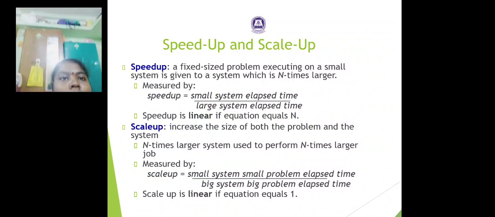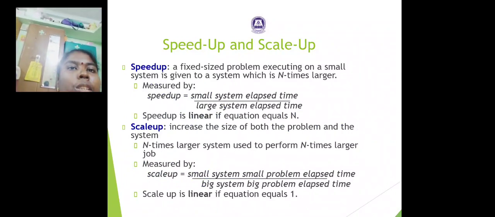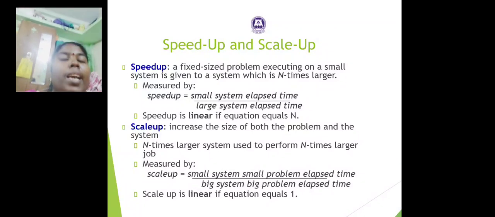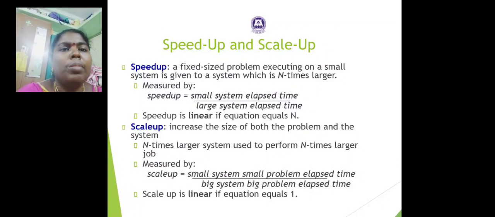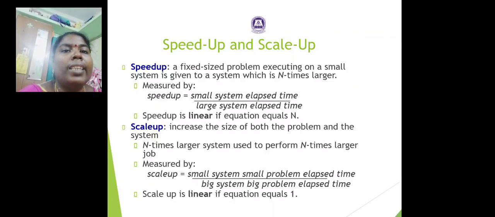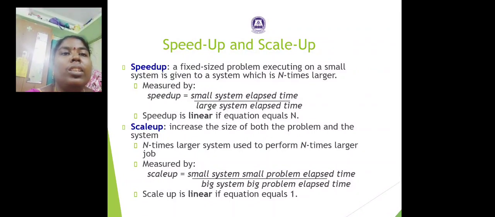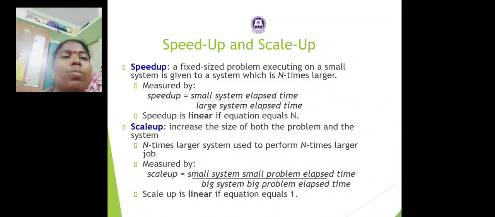So speed up and scale up are measured here. Speed up is a fixed size problem executing on a smaller system, which is then given to a system that is n times larger. Speed up is measured as the small system elapsed time divided by the large system elapsed time. Speed up is linear if this equation equals n.